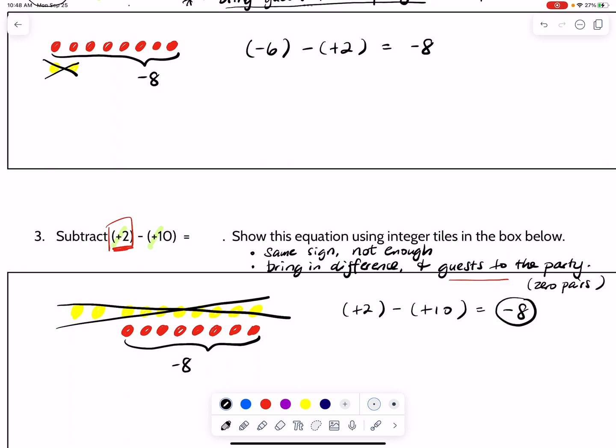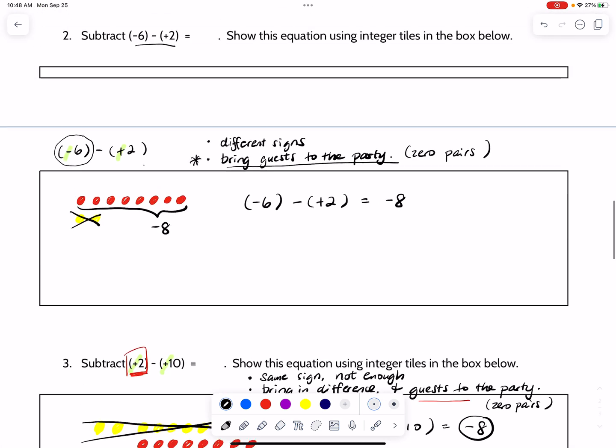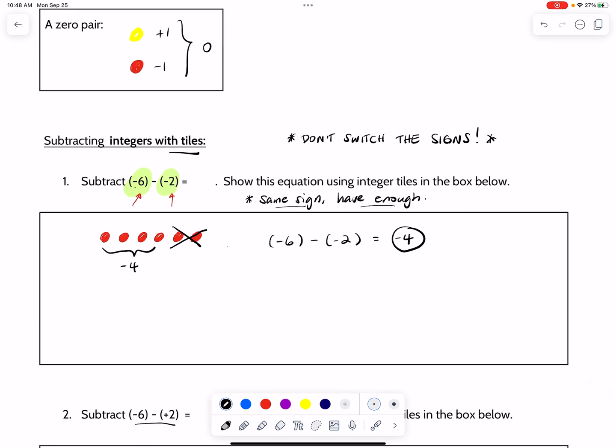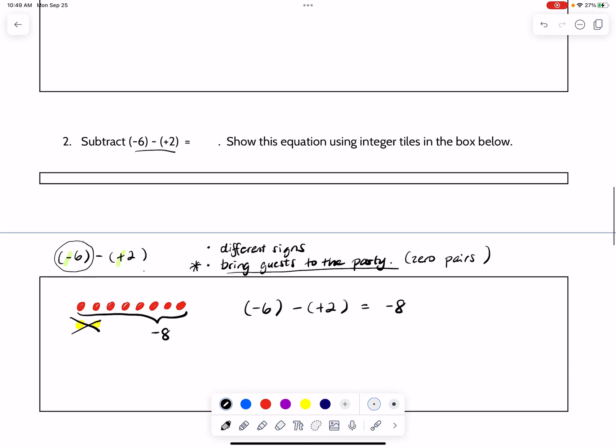Okay, let's recap the 3 different examples. Okay, so the first one, you have the same signed integer, but you have enough to subtract. This is the most straightforward one, but also the one that gets overcomplicated. The next example, you have different signs. So we said you have to bring in the 0 pairs and bring in guests to the party, and then you can subtract. Why? Because you need to make sure you're always representing that first integer in the equation.